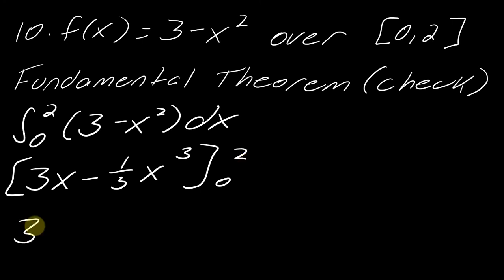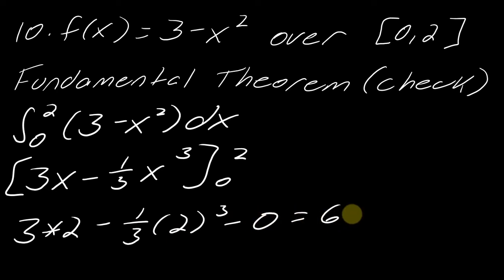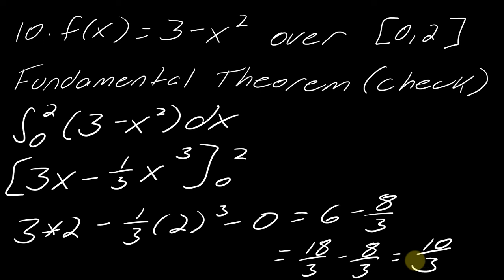So if I plug this in, I have 3 times 2 minus 1/3 times 2 cubed, all of that minus 0. So that's 6 minus 8/3. Doesn't that look familiar? So that's going to be 18 over 3 minus 8 over 3. So our answer is 10 over 3. That's exactly what we found before, but we can check this with integration. So this is a great check to do if you have to do a Riemann sum. Even if you're not told to use the fundamental theorem of calculus, you can use this as a check.